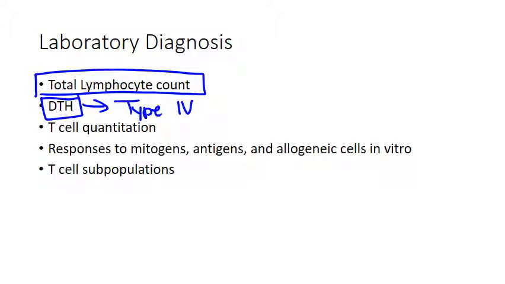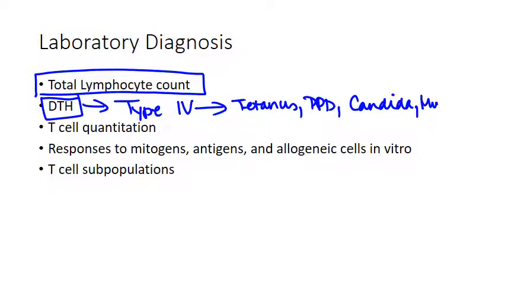So what you do is inject directly under the skin either tetanus toxoid, if they've been immunized, PPD, or Candida, any of these organisms that they probably would have seen and should have a memory response to. If they've been immunized, you can even use mumps viral antigen.